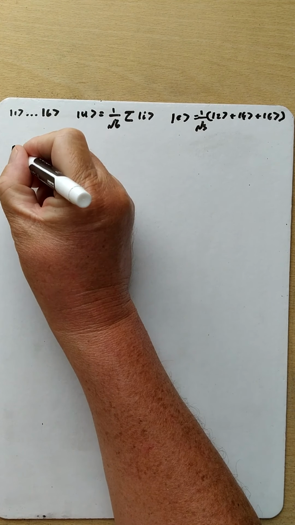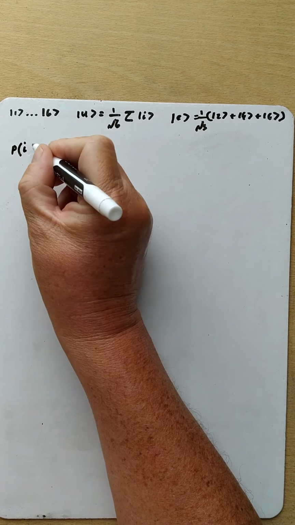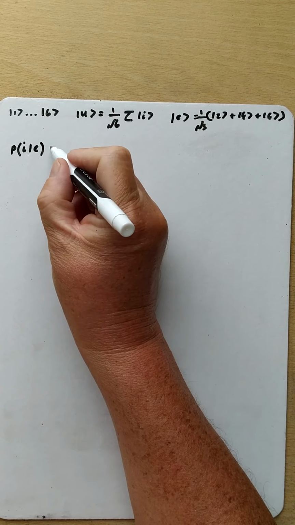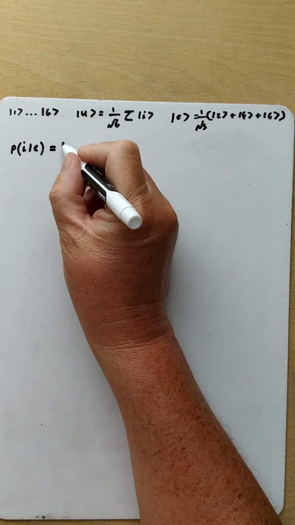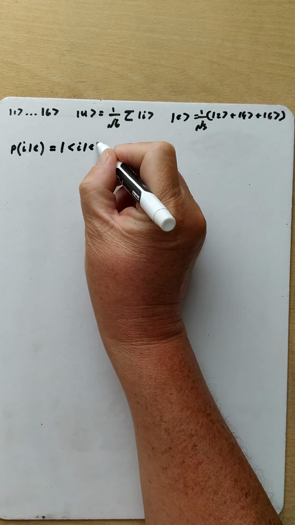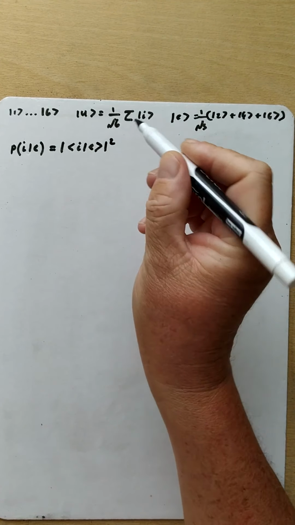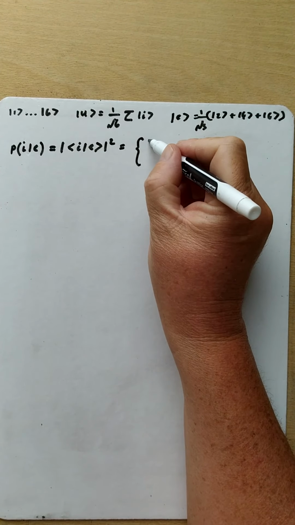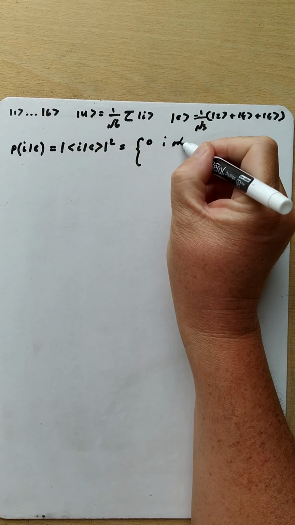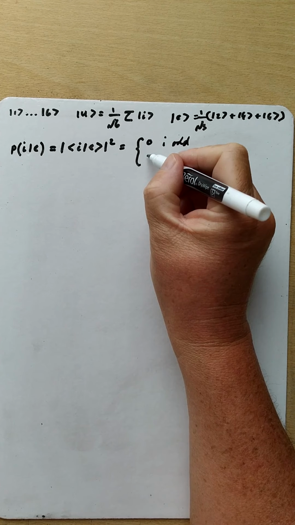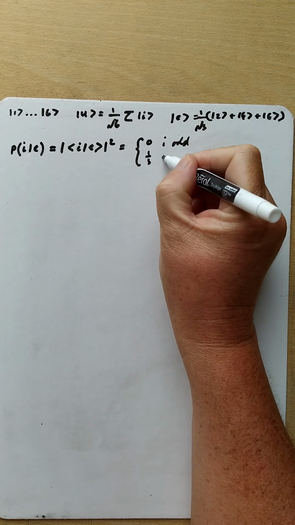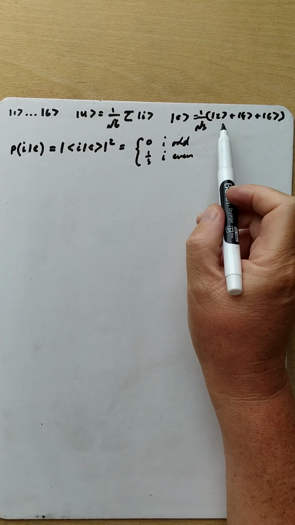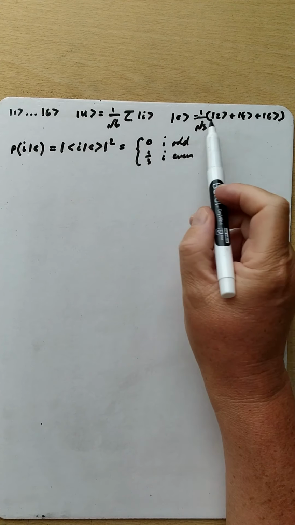We can calculate the probabilities of each possible value of the die when it's in the even state, and we simply apply our normal rule, taking the dot product with the even state, squaring the result, and you'll find that for odd numbers the value is 0, and for even numbers the value is 1/3, which is exactly what you would expect. If it's in the even state, there has to be 1/3 of a chance of getting each of the possible values.